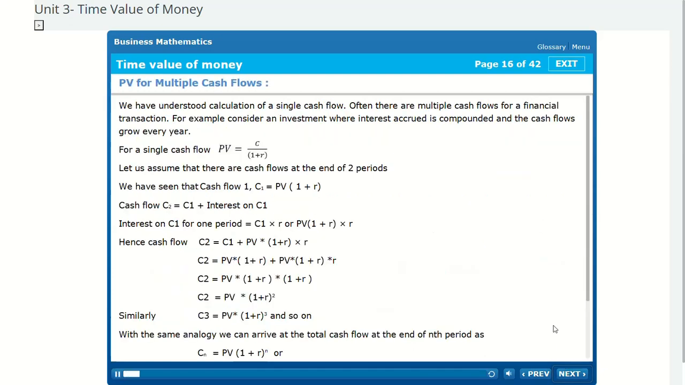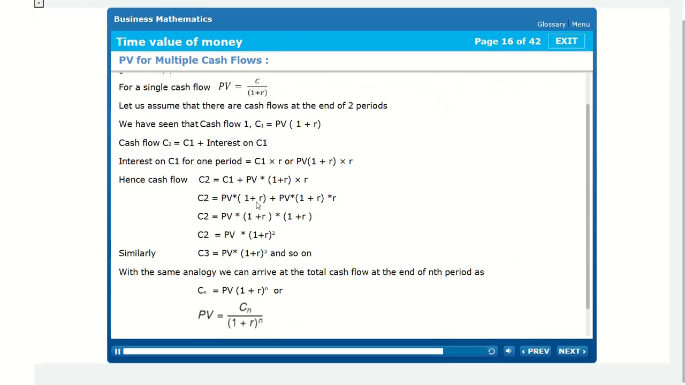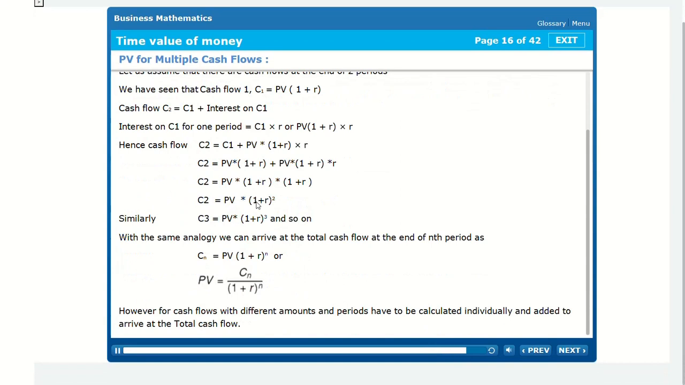PV for multiple cash flows. We have understood calculation of a single cash flow. Often there are multiple cash flows for a financial transaction. For example, consider an investment, where interest accrued is compounded and the cash flows grow every year. However, cash flows with different amounts and periods have to be calculated individually and added to arrive at the total cash flow.